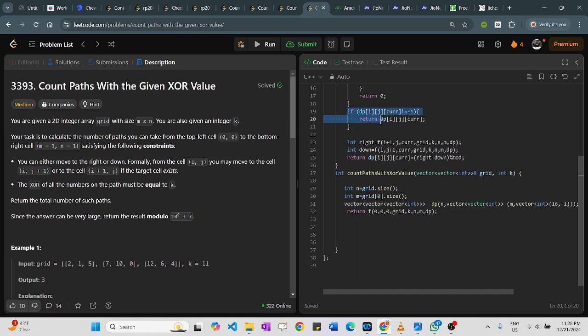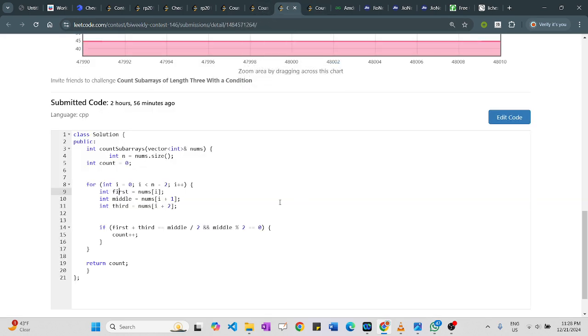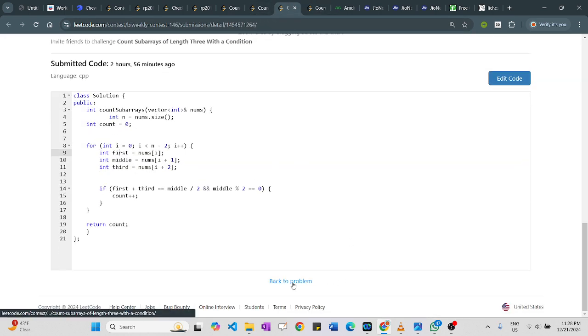And then this dp I have used for the memoization, and these are the two possibilities that I can follow here. I will have to calculate the total number of paths, so I will be doing right plus down. Okay, so I think this is the solution of the second problem, and now let's move to the first one.